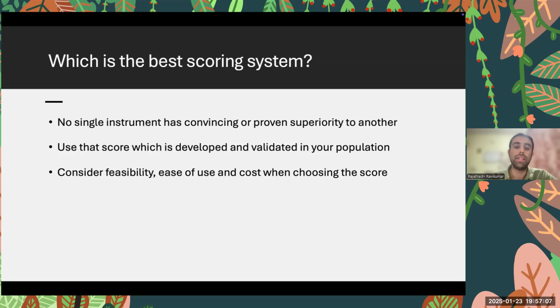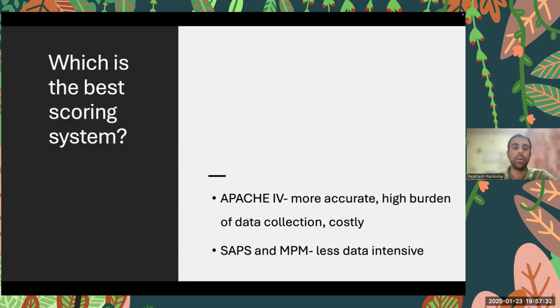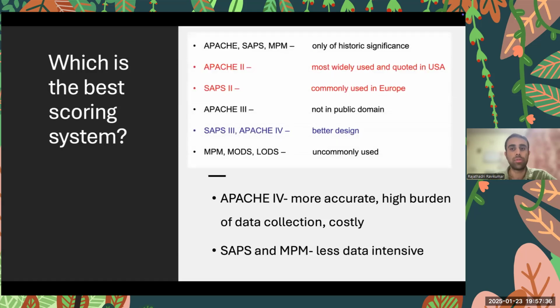Then also consider feasibility, ease of use, and cost. Feasibility and ease of use will obviously not be good for Apache 4, with 126 parameters. It's difficult to chart all those things and keep track of them. And on cost, we can't use proprietary algorithms. It adds to the cost of care. Already the cost burden is very high in the ICU. We cannot add more. So if you ask me which is the best scoring system, there is no best scoring system.